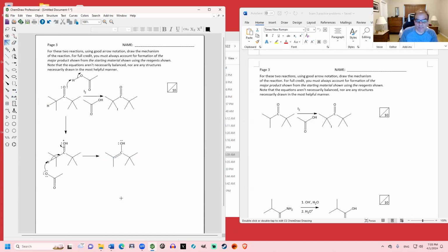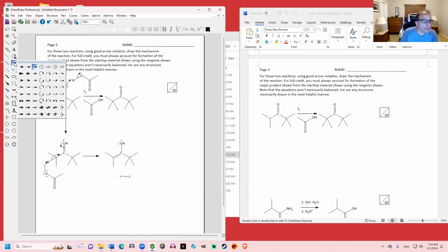And there's our enol. So the next step uses the enol to attack a molecule of iodine. You'll notice we're given I2 as well. And the structure of iodine is pretty straightforward, give or take some lone pairs.